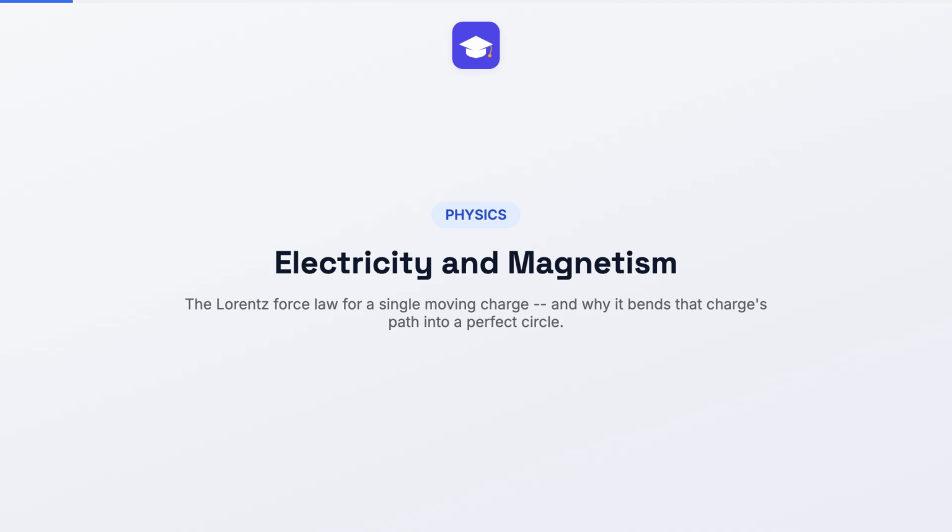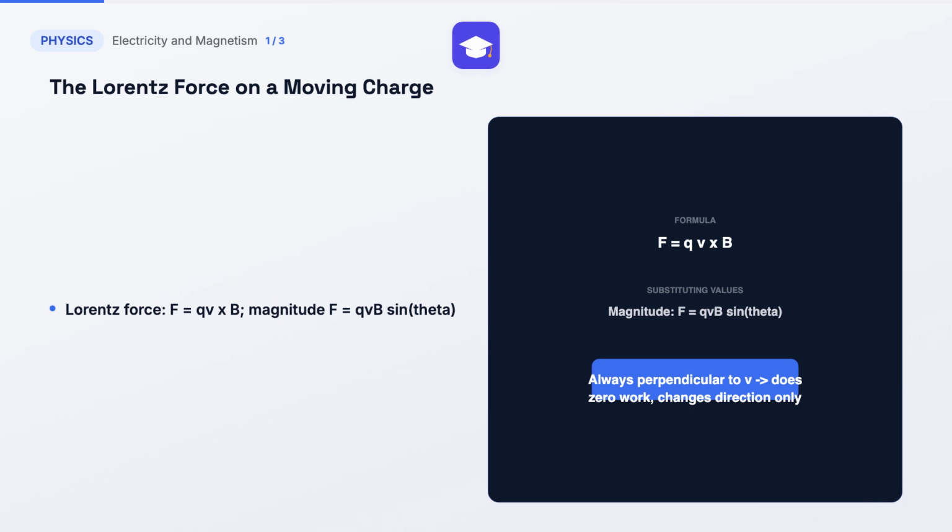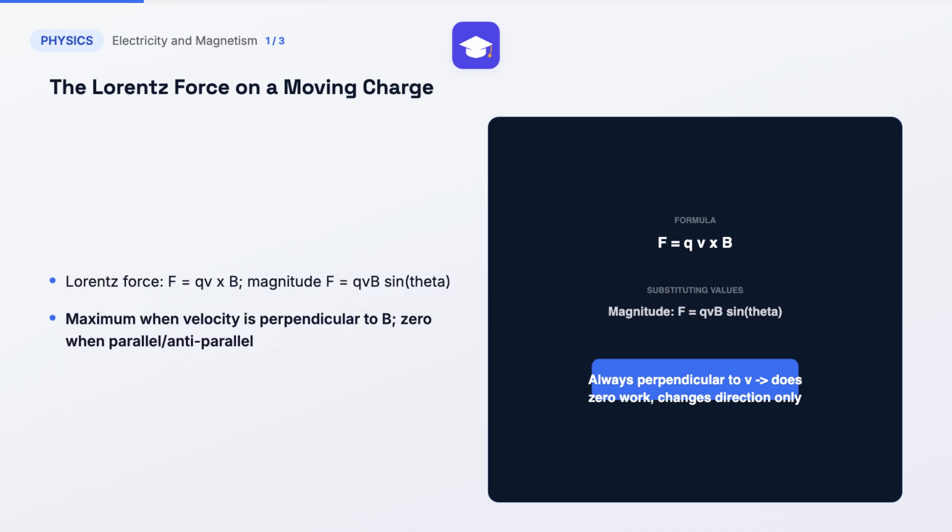Today's topic is the magnetic force on a single moving charge, the Lorentz force. Let's begin. A single charge q moving with velocity v through a magnetic field B experiences a force F equals q v cross B. The magnitude of the force is F equals qvB sin theta, where theta is the angle between the velocity and the field.